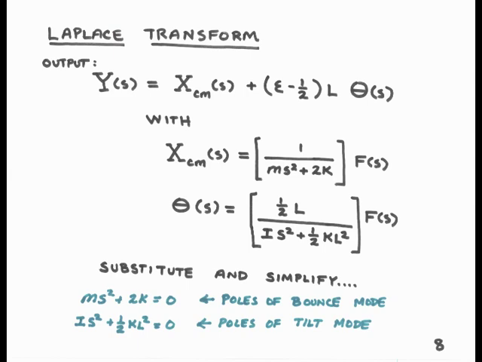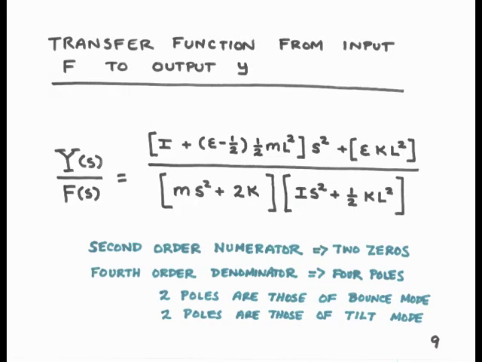Before we do that, let me just note that the poles of the bounce mode are the roots of the denominator of the transfer function between f of s and xcm of s. And the poles of the tilt mode are the roots of the denominator of the transfer function between f of s and theta of s. So now let's substitute in the expressions for xcm of s and theta of s into the top equation and find y of s in terms of f of s. After a little bit of algebra, this is what we'll find.